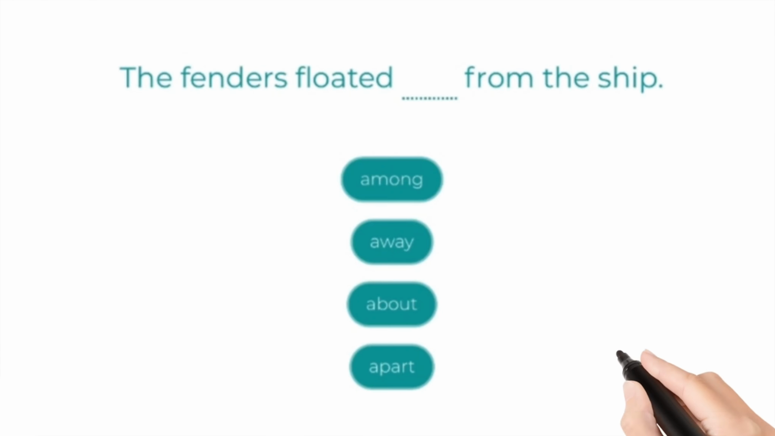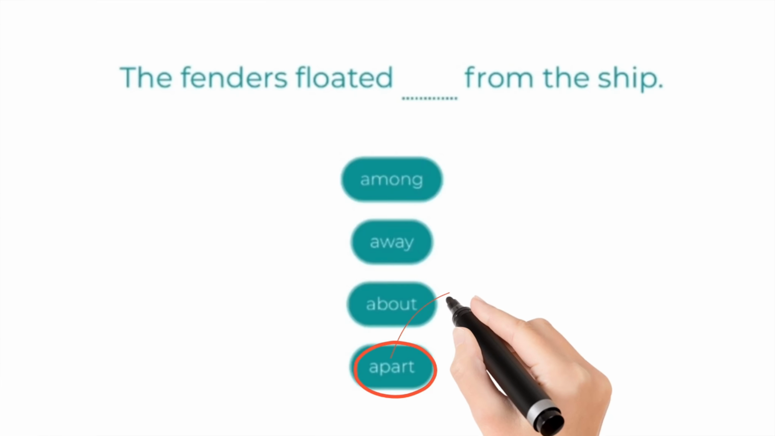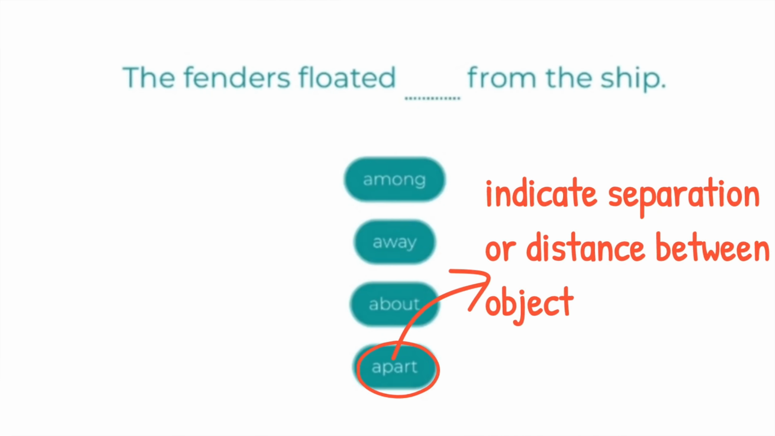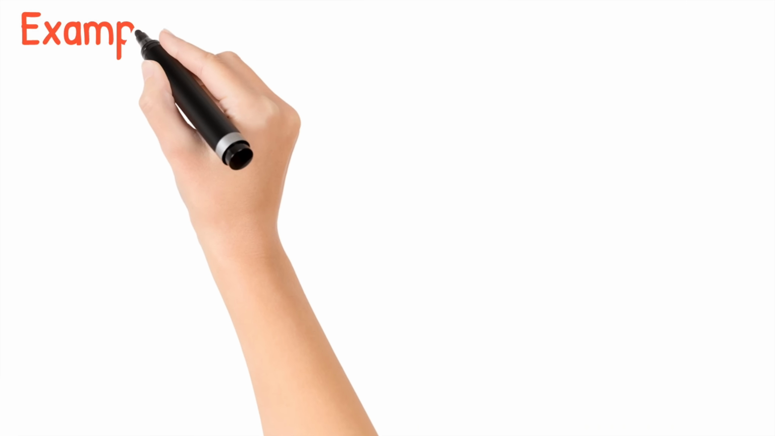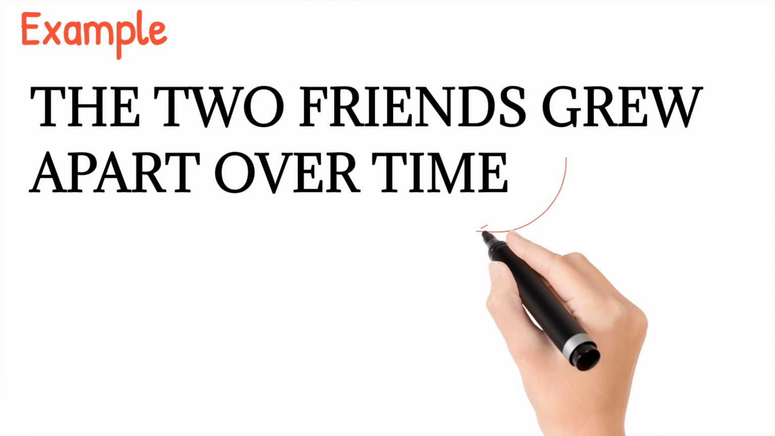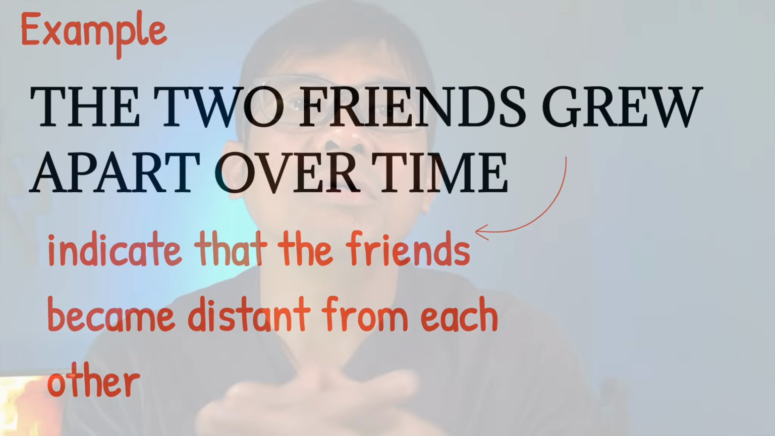And how about the word apart? The word apart is used to indicate separation or distance between objects or people. For example, "The two friends grew apart over time," indicates that the friends became distant from each other. This word also doesn't fit the context, as it doesn't convey the idea of movement or floating away as suggested by the sentence. Therefore, the answer is away.